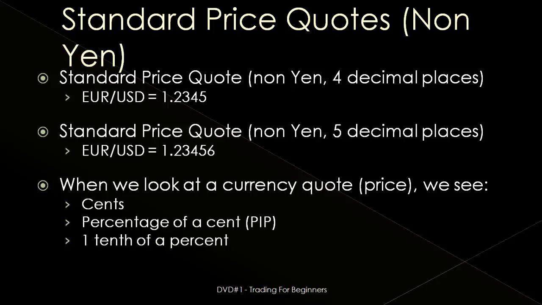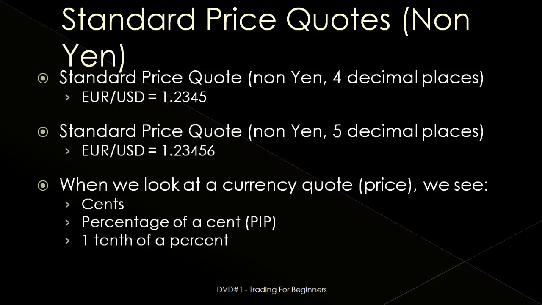So when we look at a currency quote, like any of the ones above, what we see are cents, and this is after the decimal point. So we first see the cents, we then see a percentage of a cent, which is a pip, and we see 1/10 of a percent, and this is only in the case of the 5-digit broker. So if we look at the example of the euro US dollar, the cents would be the 23 after the decimal point. The percentage of a cent, the pip, would be the 45 after the decimal point, and the 1/10 of a percent will be the 6 after the decimal point. And that is if it is involved. In the case of the standard price quote with 4 decimal places, there is no 6. So there is no 1/10 of a percent.